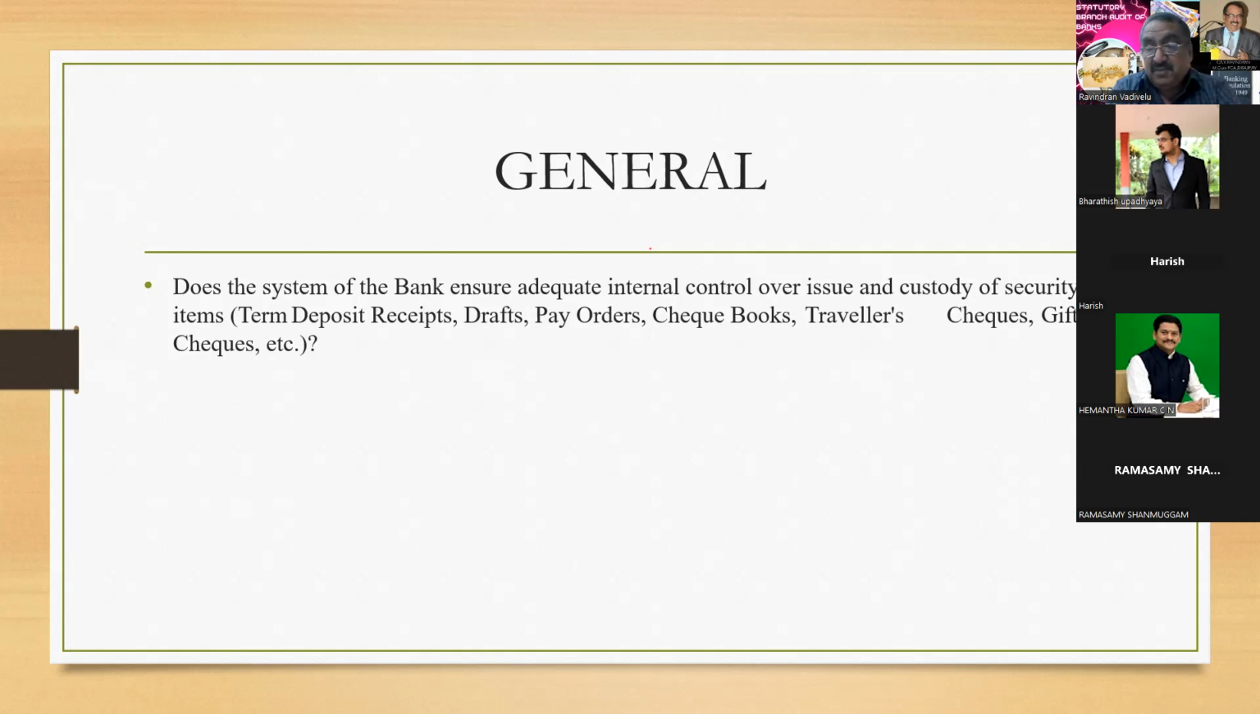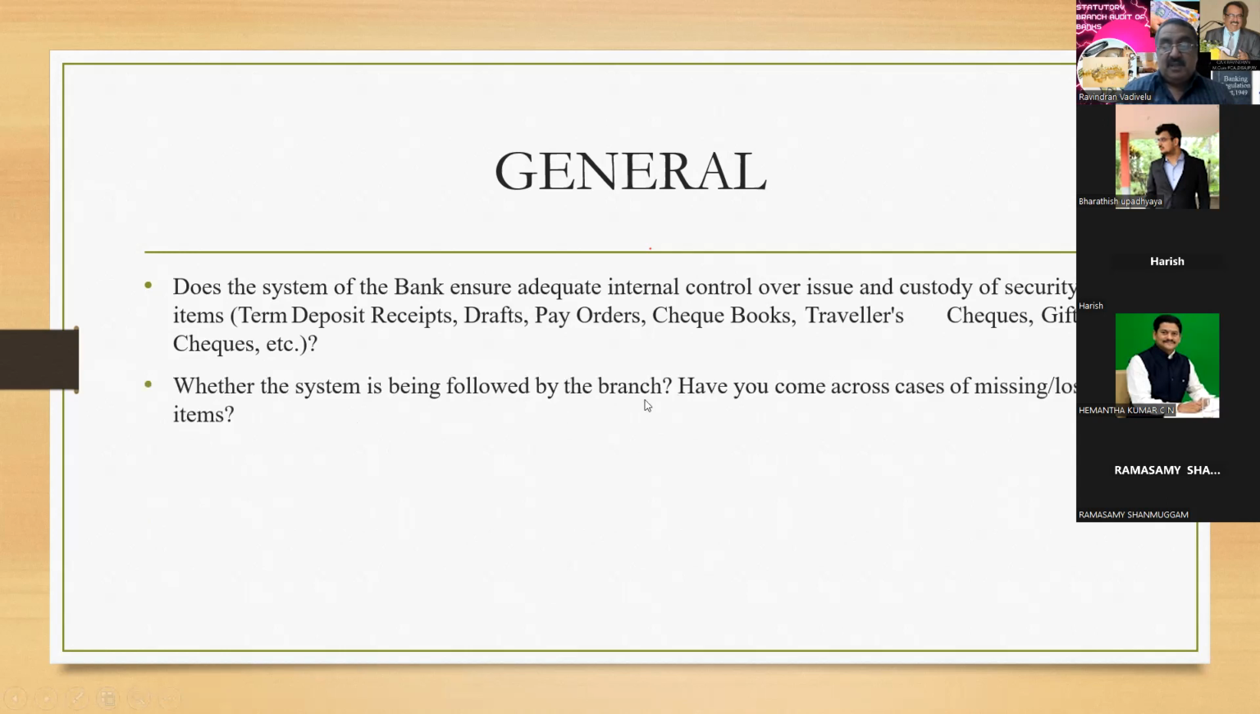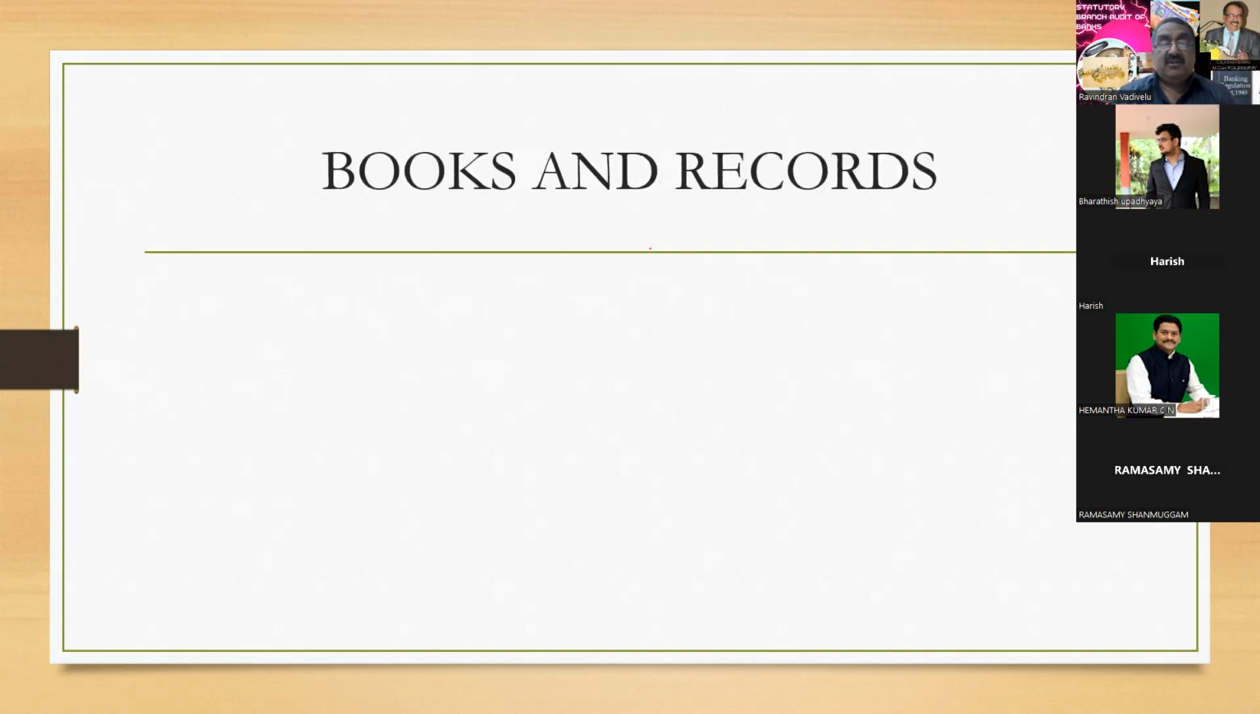So DD, pay order, checkbook, TC, gift check, and everything should be checked properly. And the next one is whether the system is being followed by the branch. Have you come across any missing or lost items? So you have to see whether the branch is taking care. In case it is coming in a bundle, you need not open it. Suppose something is open, you have to see the loose stationery also, and the loose stationery should be properly recorded in the stock register. And whatever system is followed by the branch, you have to inquire and satisfy yourself, and only then give the report.